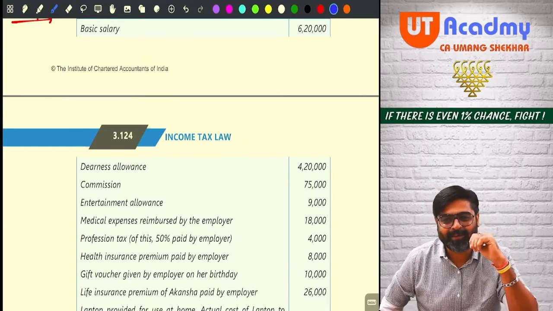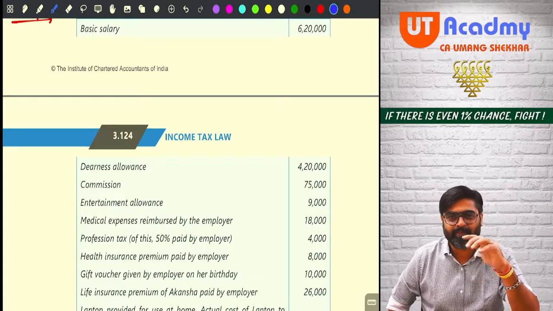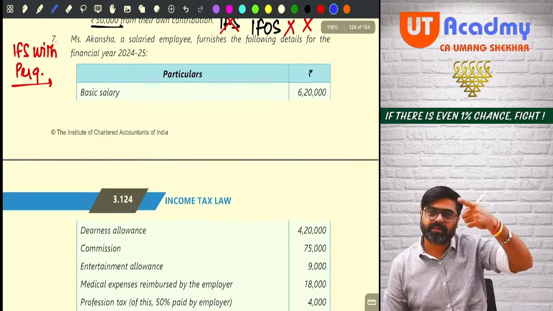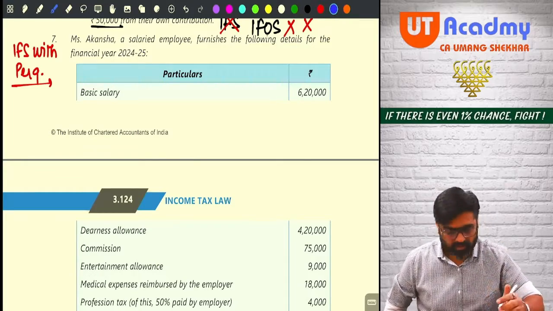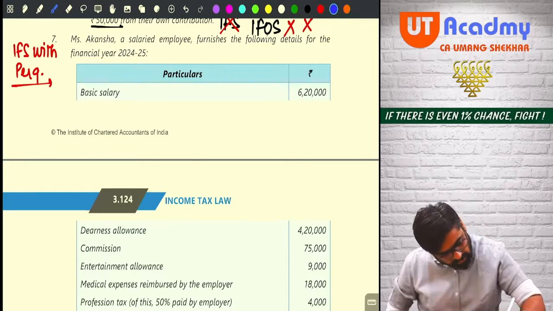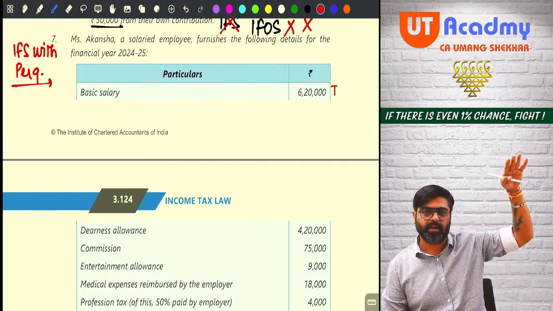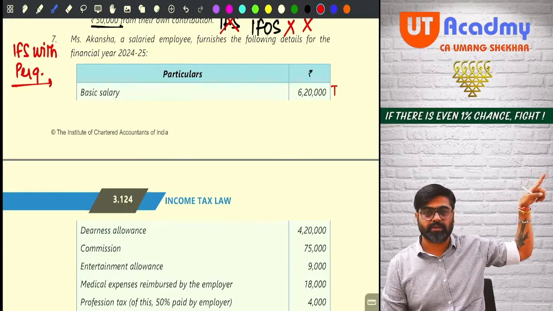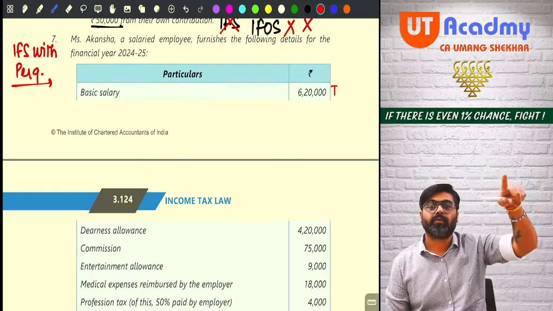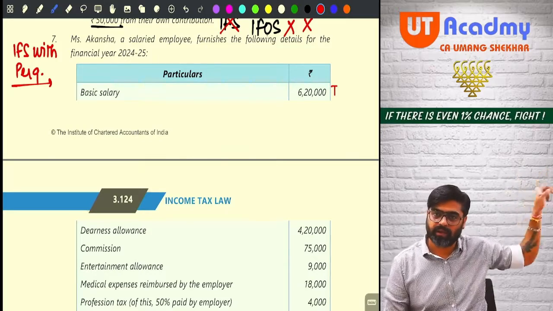So what we are going to do, for my sister Akanksha, you are supposed to tell me whether her basic salary is taxable or not taxable. Taxable, no? So write down T for taxable. Whatever statement of salary we will prepare, in that statement the computation of taxable salary for Akanksha will be there. The first income will be basic salary, 6,20,000, taxable.